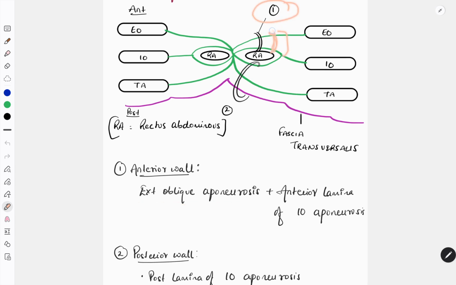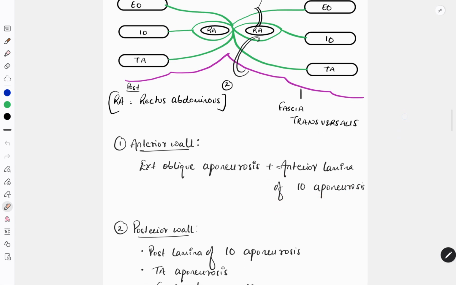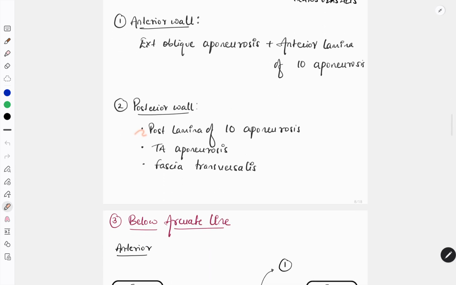Like these two, it will include the external oblique aponeurosis, and next is the anterior lamina of internal oblique aponeurosis. The posterior wall includes this entire length. That is nothing but the posterior lamina of internal oblique, the transverse abdominis aponeurosis, and your fascia transversalis. We'll see if that is what is written: posterior lamina of internal oblique aponeurosis, transverse abdominis aponeurosis, fascia transversalis.